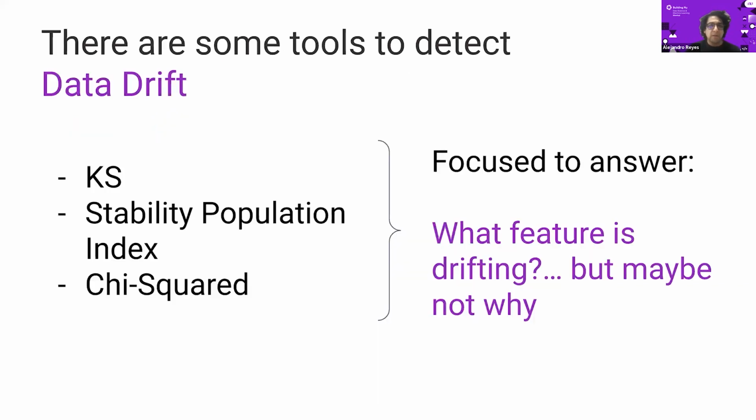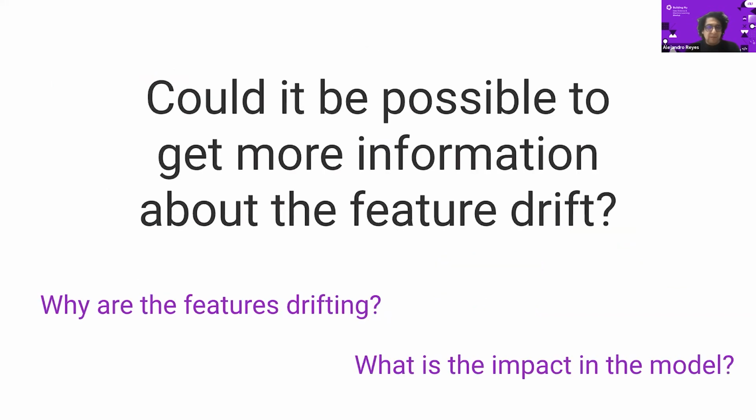There are some tools to detect data drift. For example, the Kolmogorov-Smirnov statistic, the population stability index, and also the chi-squared statistic. All of these are amazing tools based on distribution analysis, but they are focused on answering which feature is drifting, and maybe not on answering why it is drifting, okay? So here the question is, could it be possible to get more information about the feature drift? That is, why are the features drifting, and what is the impact of the drifting on the model?